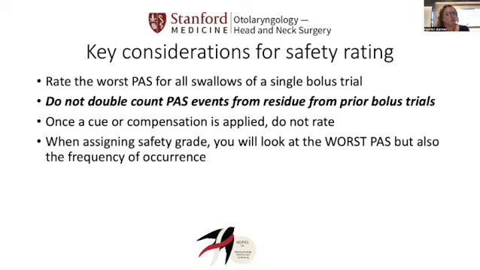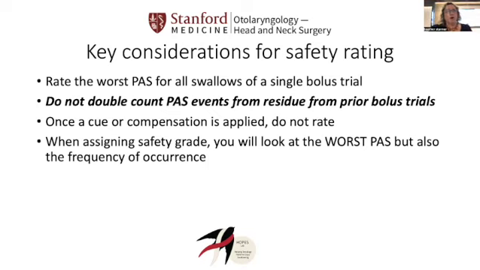The key things when you're using the safety rating, first is that we rate the worst penetration aspiration scores of all swallows of a single bolus trial. So if somebody swallows 4 times to get a bolus down, we look at the worst PAS of those 4 attempts. So it's going to be a little bit different with the safety and the efficiency. We don't want to double count penetration or aspiration events that are happening from something that was from a prior bolus trial. So if I take a drink and I aspirate and there's still some stuff in my piriform sinuses, and then I aspirate that same material again, we don't count that as 2 events of aspiration. We count that as from 1 bolus.